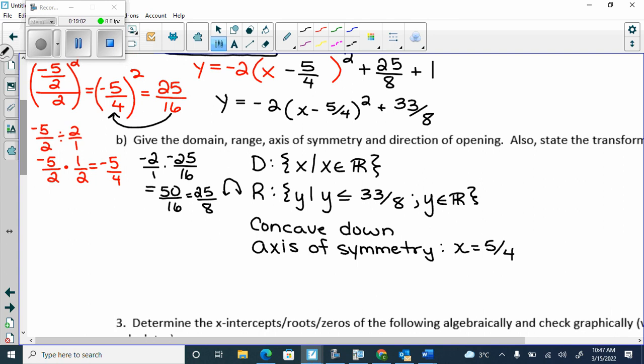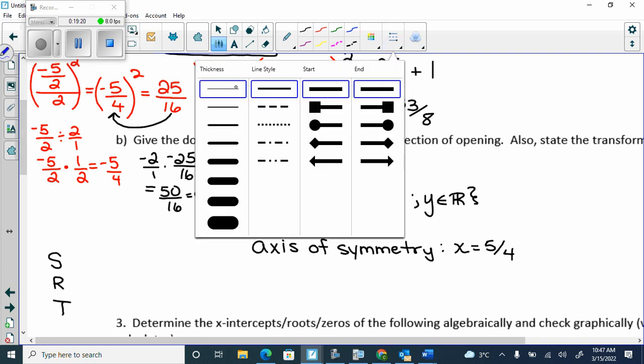So transformations. You're going to have stretches, reflections, and translations, which I refer to as CERT. There's way more transformations next year. There's a couple more added on. So we have to get really good at it this year so that next year it's not so bad.